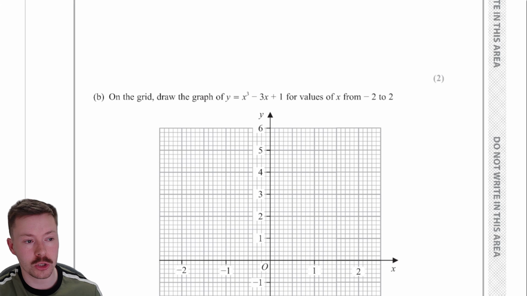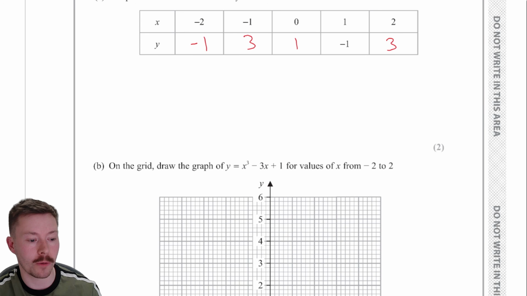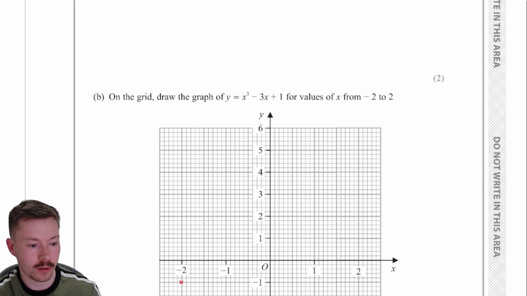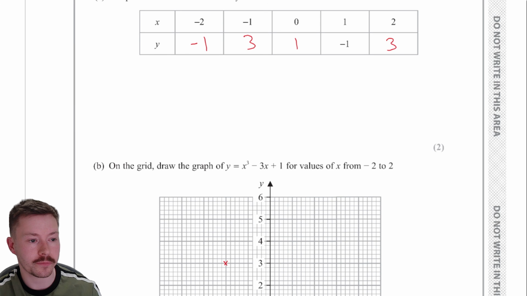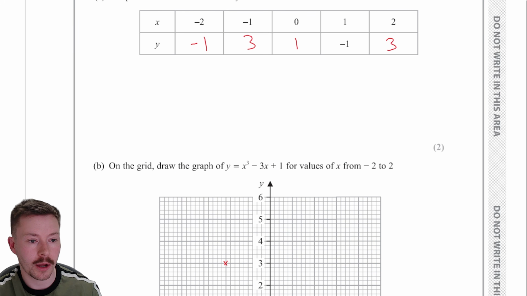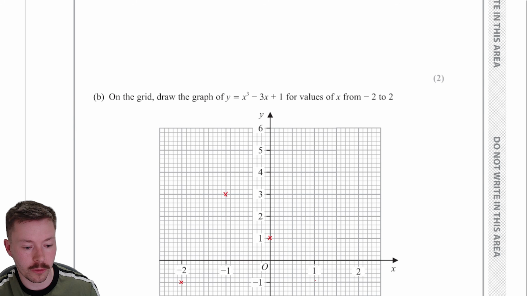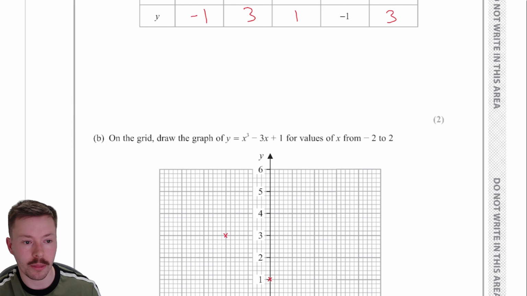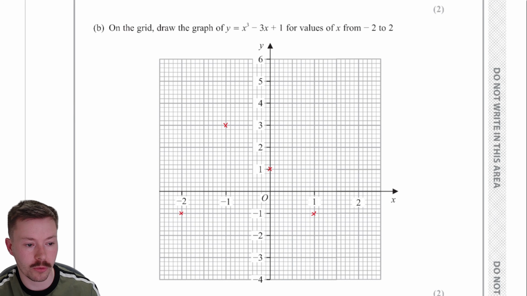So we need to do minus 2 and minus 1. Now x is along the corridor, so minus 2 down to minus 1, across there. Then we've got minus 1 and 3, so that is up here. 0 and 1, which is here. And then we've got 1 and minus 1, which is here. And then we've got 2 and 3, which is up here.